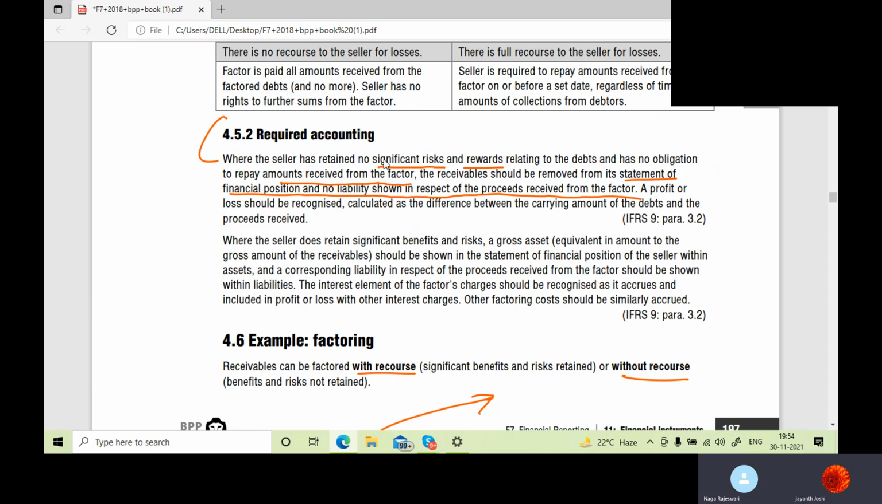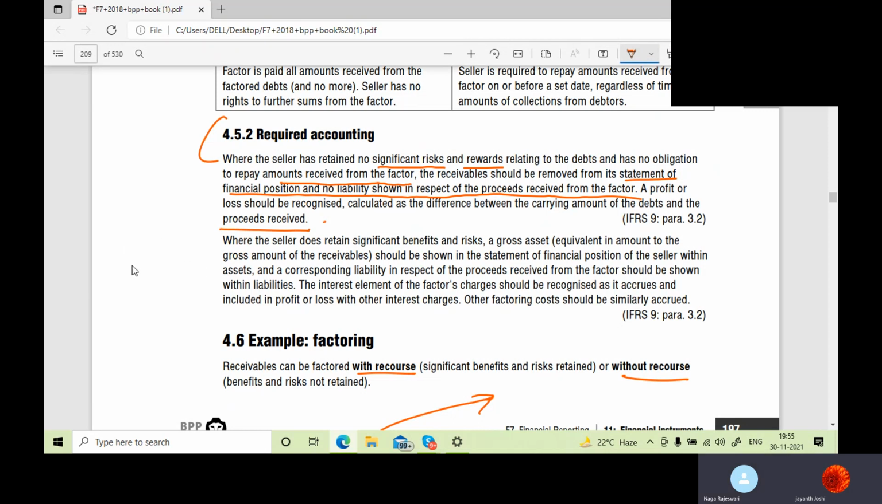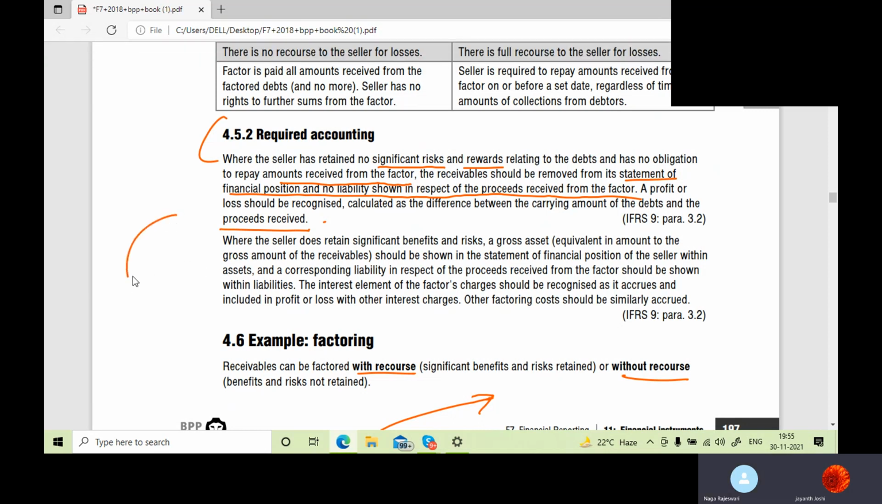Where seller has retained no significant risk and reward relating to debts, means without recourse, and has no obligation to repay amounts received from factor, the receivable should be removed from statement of financial position and no liability, because they sold the receivables to factor. Now nothing is there. A profit or loss should be recognized, calculated as the difference between the carrying amount of the debts and the proceeds received. That means 50,000 minus 40,000 from the previous question.